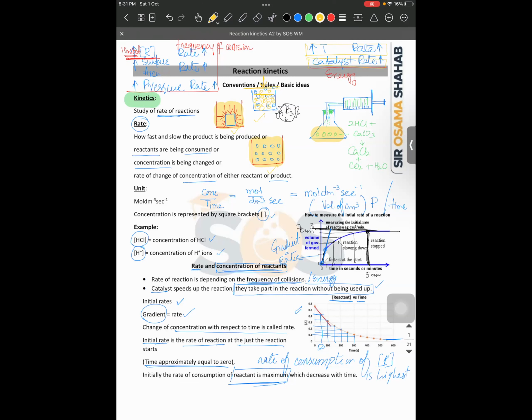So if you increase the temperature, the number of particles remains the same over here, right? But the energy of the particle increases. So the kinetic energy of the particle increases. Their movement will be faster, they are going to move with a faster speed. So when they start moving faster, there are more collisions over there.